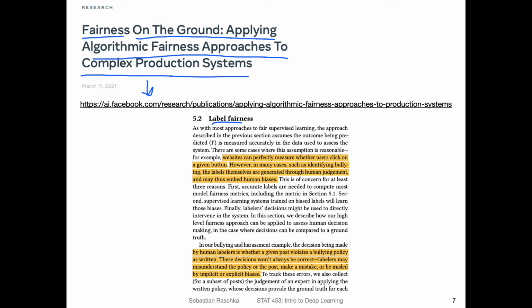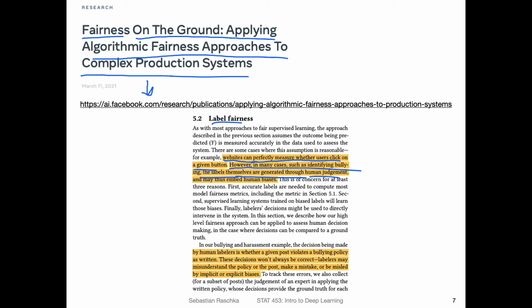So for instance, as they say here, when you have websites, you can perfectly measure whether users click on a given button. So if you want to measure or predict website clicks, those labels are ones you can be pretty confident about, since a click either happened or not. But other things, for instance, if you deal with topics like identifying bullying, the labels that you may use for that are usually generated by a human who is labeling certain posts as related to bullying or not.